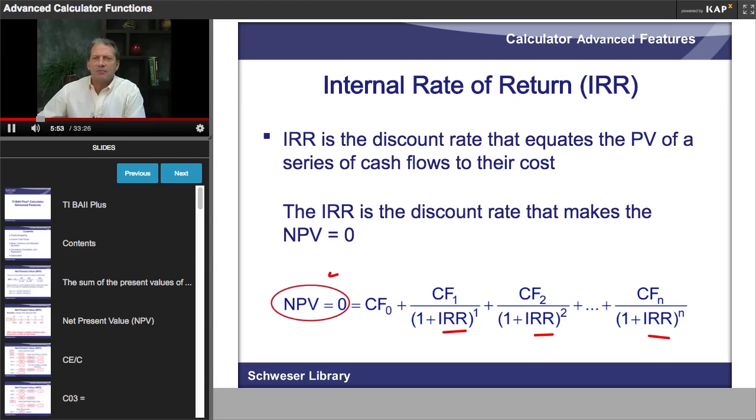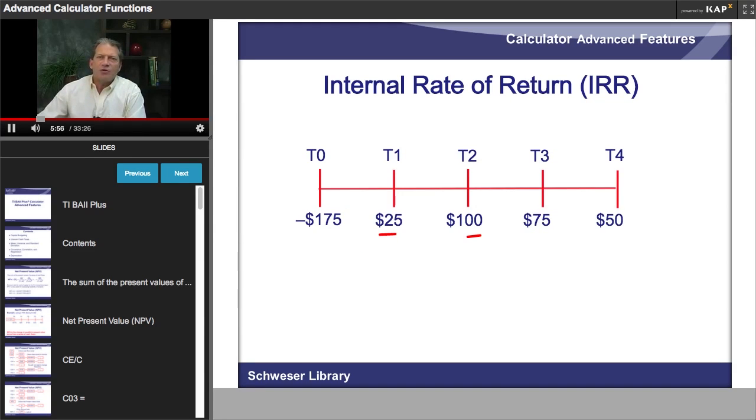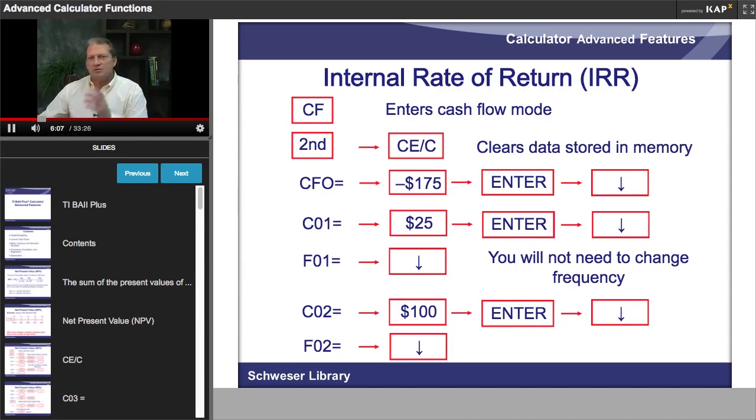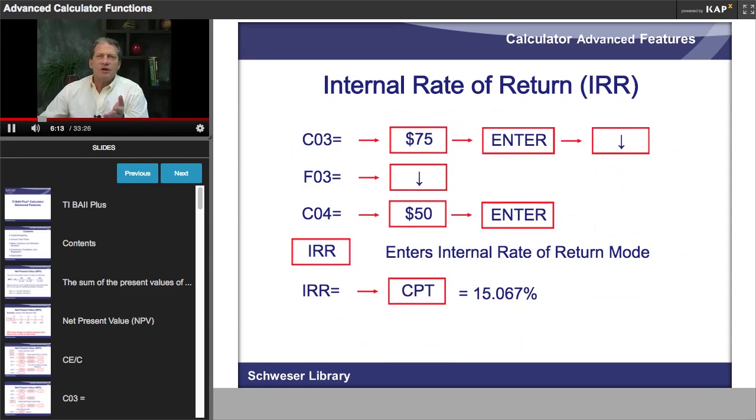So, same cash flows we want to use. Initial outlay, $175, and positive cash flows after that, $25, $100, $75, and $50. As far as entering those, this is exactly the same as what I showed you before. If you put those in, you don't have to do this again because those cash flows are already entered in there. In that case, you can just press the IRR key once you're in that cash flow mode. Press the IRR key and then compute and find out that the internal rate of return here is 15.067%.